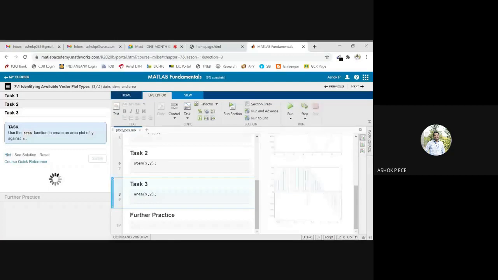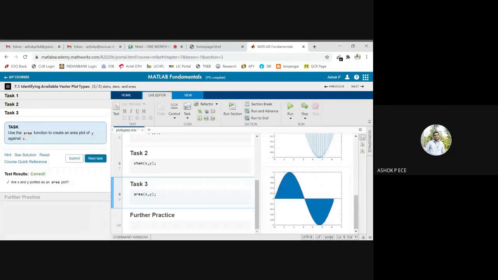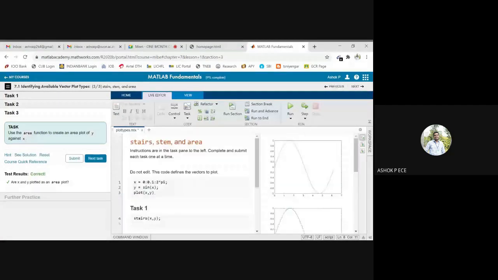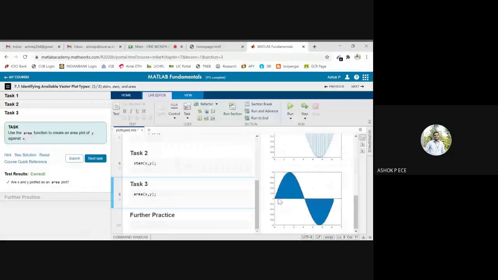Yes, so this will shade the entire area of y against x. See, x is varying from 0 to pi. So see here it is shading the entire area from 0 to pi. Is that clear? That is why in a sine wave, in the positive half of the sine wave, the area will be positive. The negative half, the area will be negative.